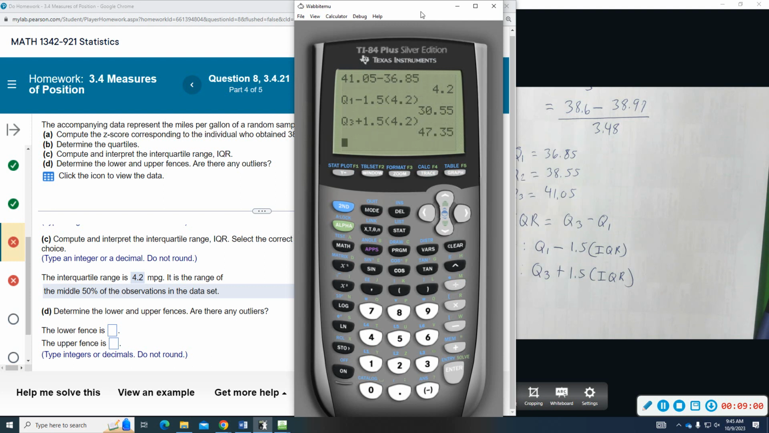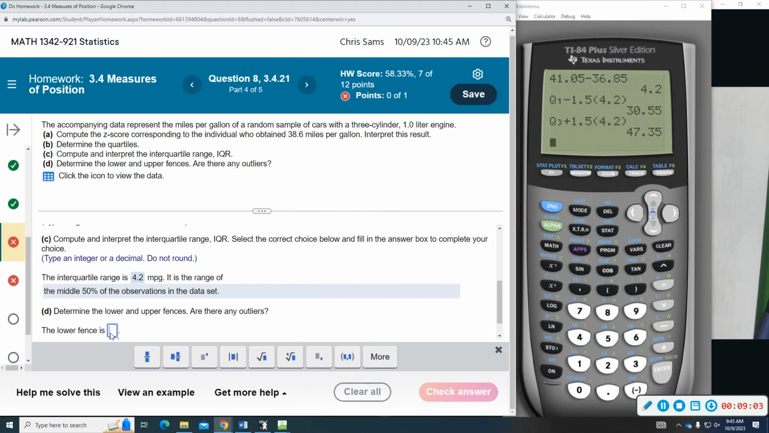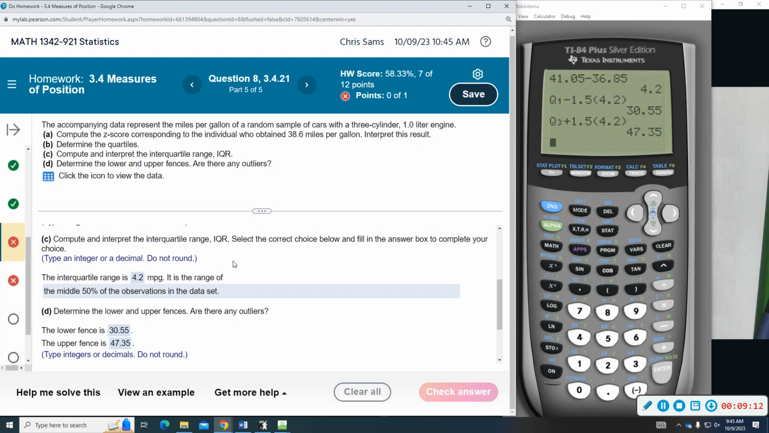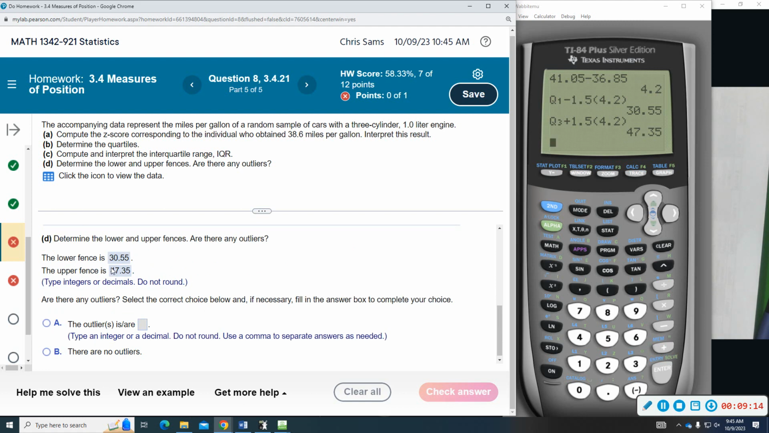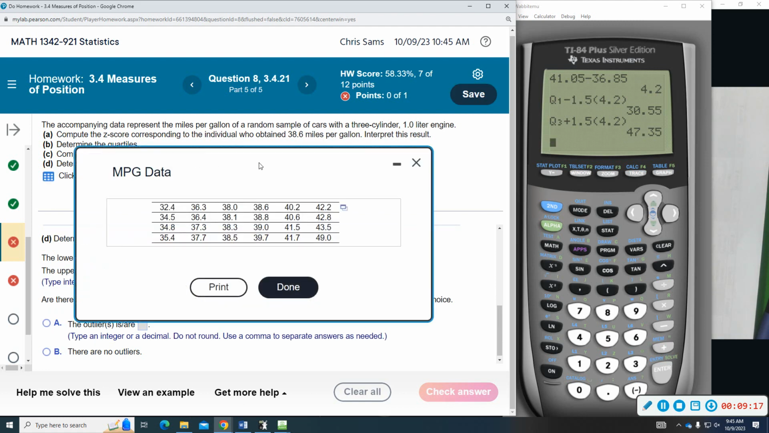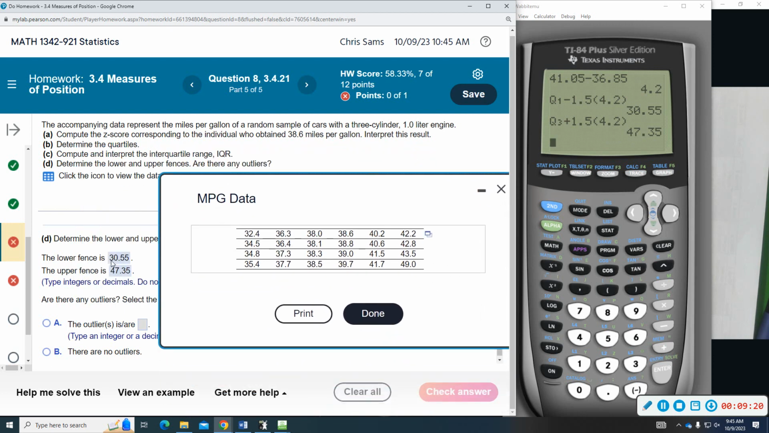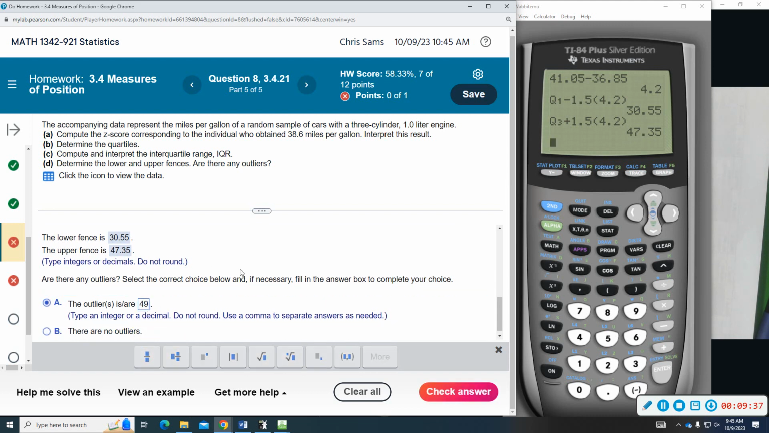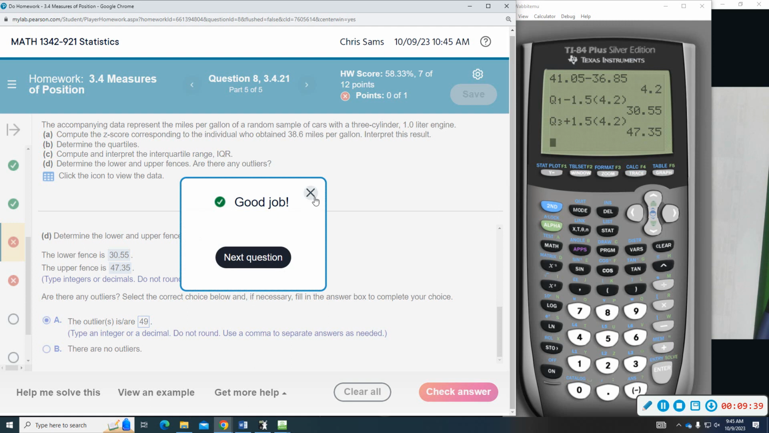We get this value. So 30.55 and 47.35. Right. So any number lower than 30.55 or greater than 47.35 is going to be an outlier. So if I pull up my data, there's nothing lower than 30.55. My lowest is 32.4. On the upper end, I have one value, 49, so that would be an outlier. And so are there any outliers? 49 is an outlier.